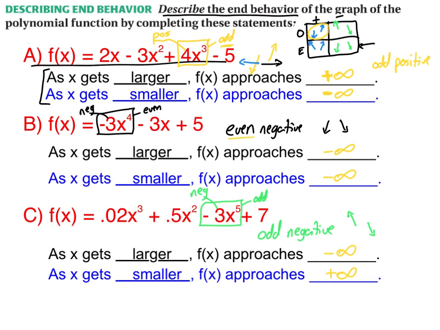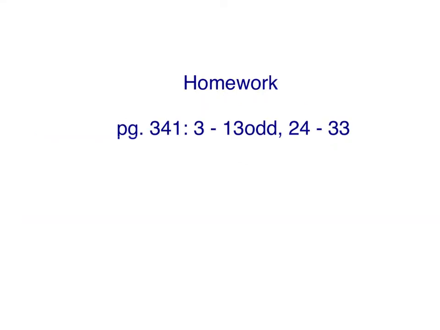Notice when it was even, they went the exact same direction, negative and negative. When it was odd, we had positive then negative, negative then positive. So that's end behavior. This is now the full homework assignment.